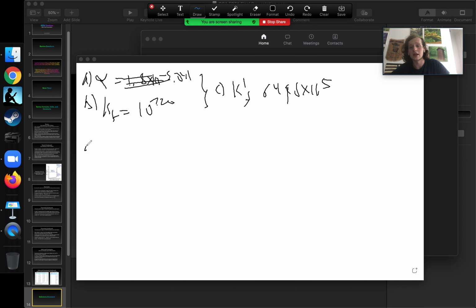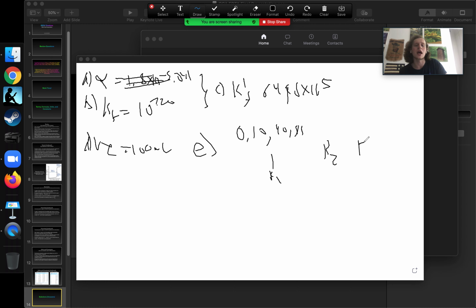Step D is finding the equivalence volume, VE, using the definition of molarity, which is going to be equal to 100 milliliters in this case. Step E is dividing each of your volumes, 0, 50, 90, and 95, into different regions. This is region 1. Then you've got region 2 at 100 milliliters, and region 3 is going to correspond to 105 and 150 milliliters, respectively.